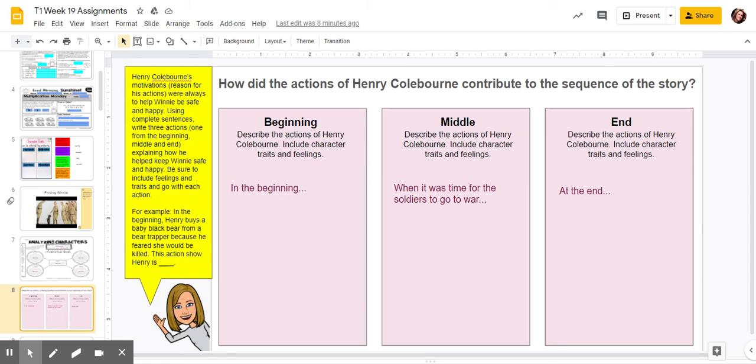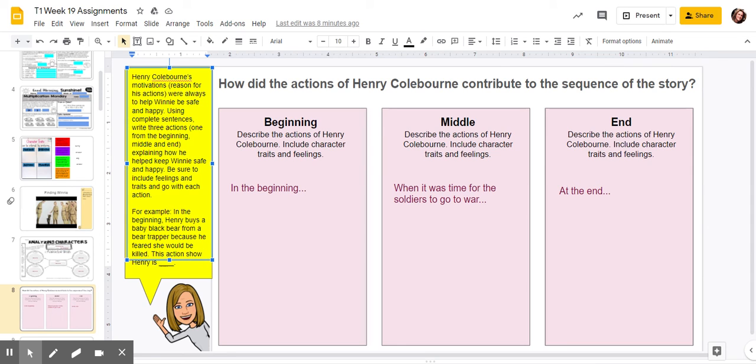So I left that blank because I wanted you to come up with a character trait of your choice that describes Henry. So notice in the box, your sentence should include the action, him buying the black bear, the feeling, he feared she would be killed, and then a character trait, which I left blank because I didn't want to give you the entire full answer for the beginning. So that is the first major action of Henry Colburn.